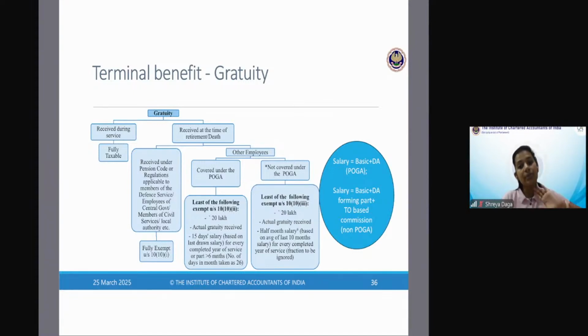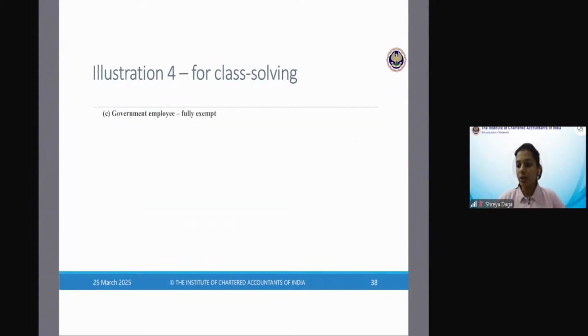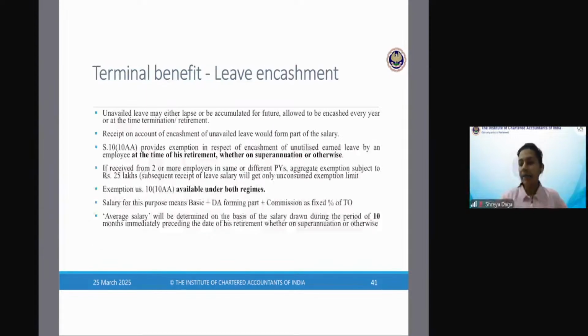So they said basic plus DA. But everywhere else, normally we were seeing that salary has been defined as basic plus DA forming part plus commission based on fixed percentage of turnover. Then we did some sums on gratuity, and then we went on to leave encashment.